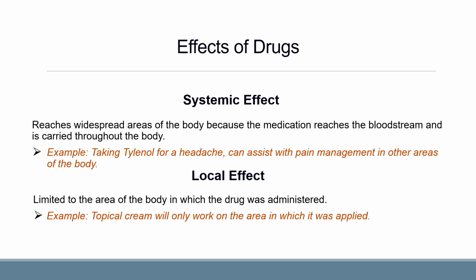There's a systemic effect of a drug, okay? This is when it reaches widespread areas of the body because the medication reaches the bloodstream and is carried throughout the body. So an example of that may be taking Tylenol for a headache can assist with pain management in other areas of the body. So just because you're taking it because you have a headache, it may also help with maybe knee pain. Then there's a local effect. So this is limited to the area of the body in which the drug was administered. So an example for that would be a topical cream will only work on the area in which it was applied.